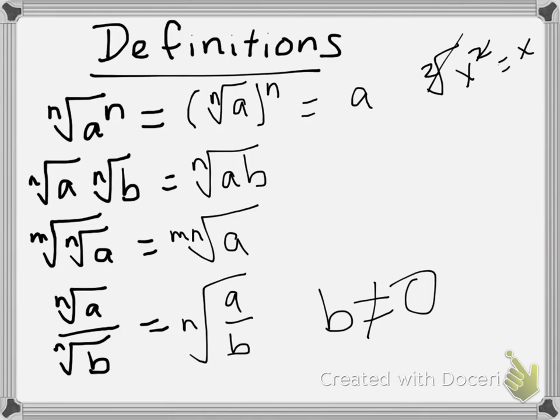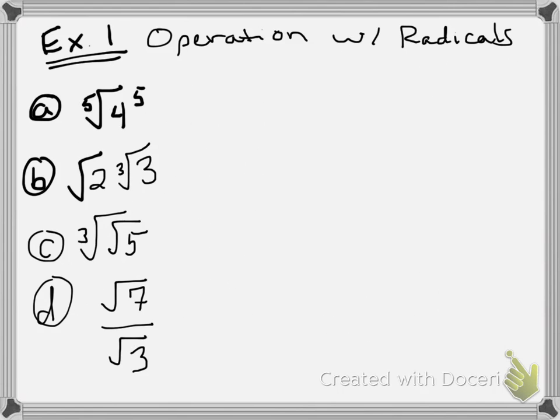And for most of this stuff, whenever we have a variable, a or x or whatever, we're just going to assume that they're non-imaginary numbers here. So a in this case would be a positive number. Let's do some examples.